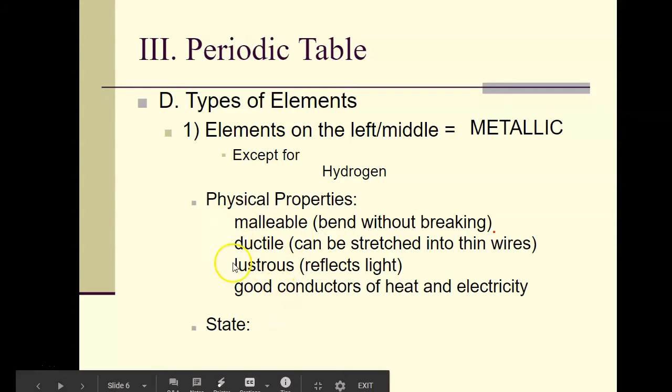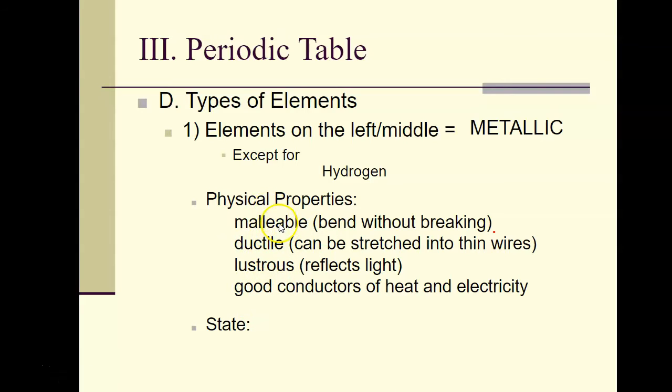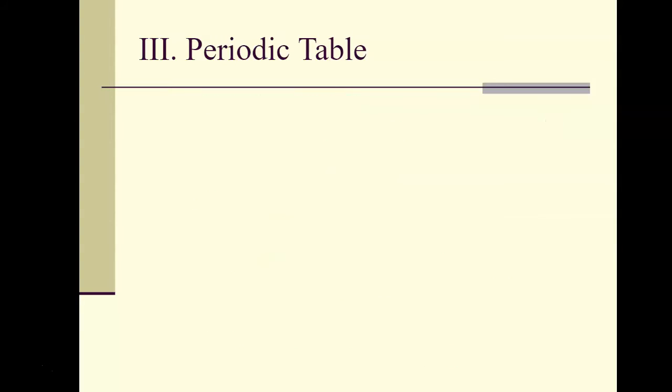Now, side note, you do not have to have all 4 of these to be considered a metal. Like aluminum is very malleable, but it's not ductile. It's lustrous and it's a good conductor of heat and electricity. That's why it heats up so quickly. But it's not ductile. So to be a metal, you have to have the bulk of these properties. And metals are all solid except for mercury. Remember, mercury is our only liquid metal.